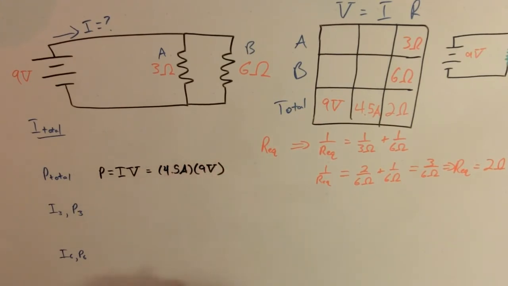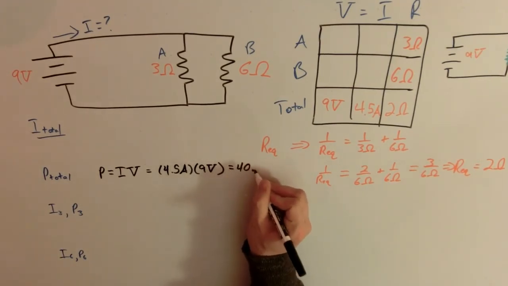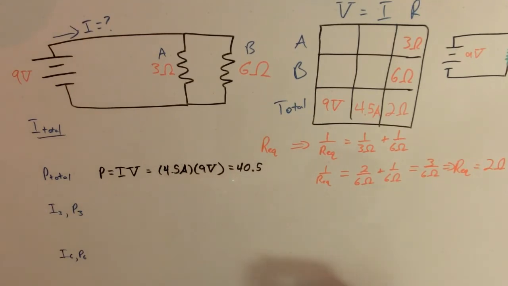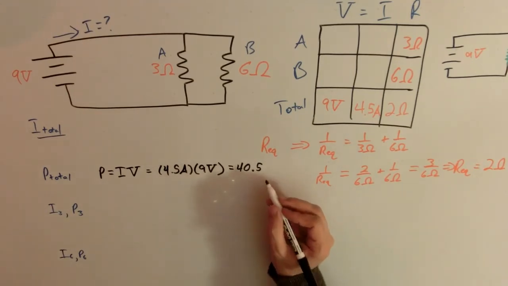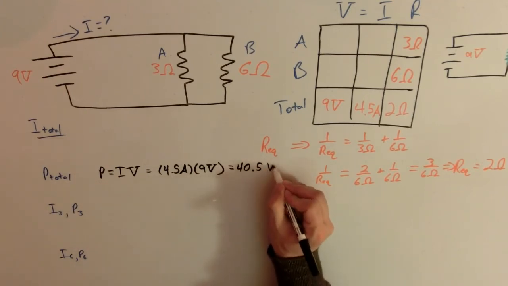So I run these together, and I probably should have grabbed a calculator in this case because I'm feeling lazy. That'd be what, 45 minus 9? Oops. Yeah. Equals 40.5. It's too late in the evening for me to try and think too closely about this. Power, I should get units of watts.